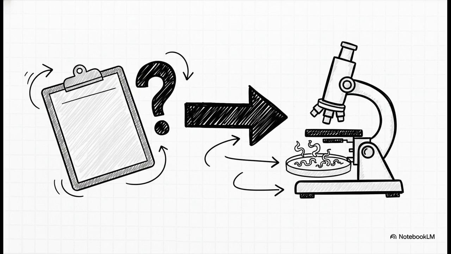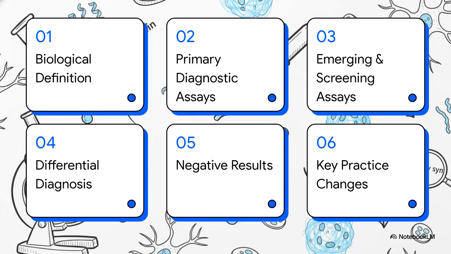We're moving definitively away from a diagnosis based purely on clinical science, a syndromic diagnosis, to one that is anchored in objective biological proof. Here's our agenda. We'll cover the new biological definition, the primary and emerging assays, touch on differential diagnosis and genotypes, review how to handle negative results, and then wrap up with the key practice changes. We'll move through this quickly and efficiently.